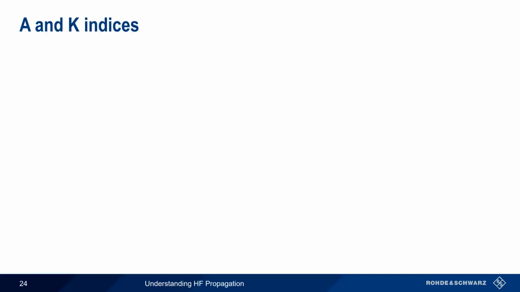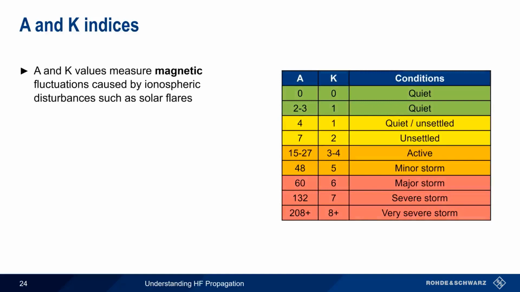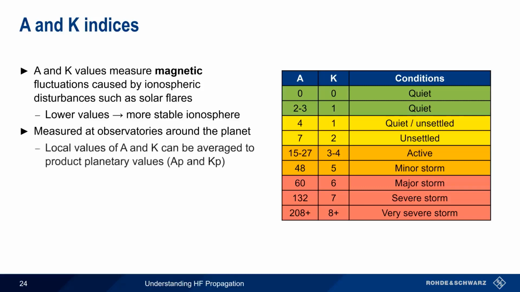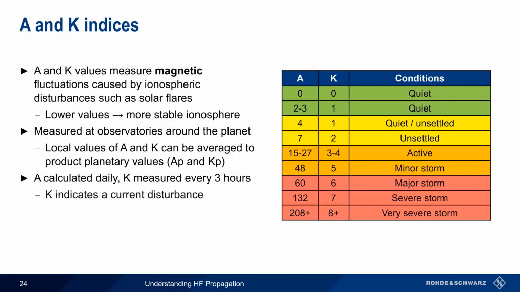Sunspot number and solar flux index can be used to quantify ionospheric conditions, but to quantify geomagnetic conditions we use A and K indices. In general, lower values for A and K mean a more stable ionosphere, although, as we just mentioned, in some cases a geomagnetic storm may not lead to an ionospheric storm. A and K are measured at observatories around the planet, and these local values can be averaged to produce planetary values. One of the biggest differences between these two indices is that A is calculated daily, whereas K is measured every 3 hours. Higher values of K indicate a current or ongoing geomagnetic event, whereas A is useful in knowing how long this disturbance has been occurring.